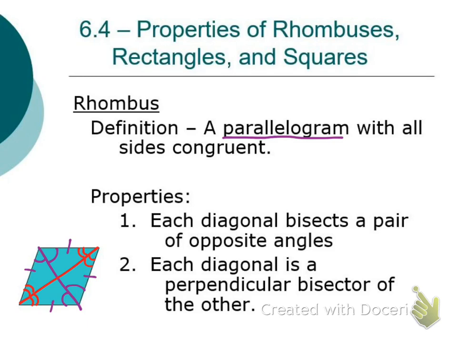The second property states that each diagonal is a perpendicular bisector of the other. Now we should already know that the diagonals bisect each other because this is a parallelogram. Right? That's true about all parallelograms. The important part here is the perpendicular part. Perpendicular means what? They intersect to form what kind of angles?